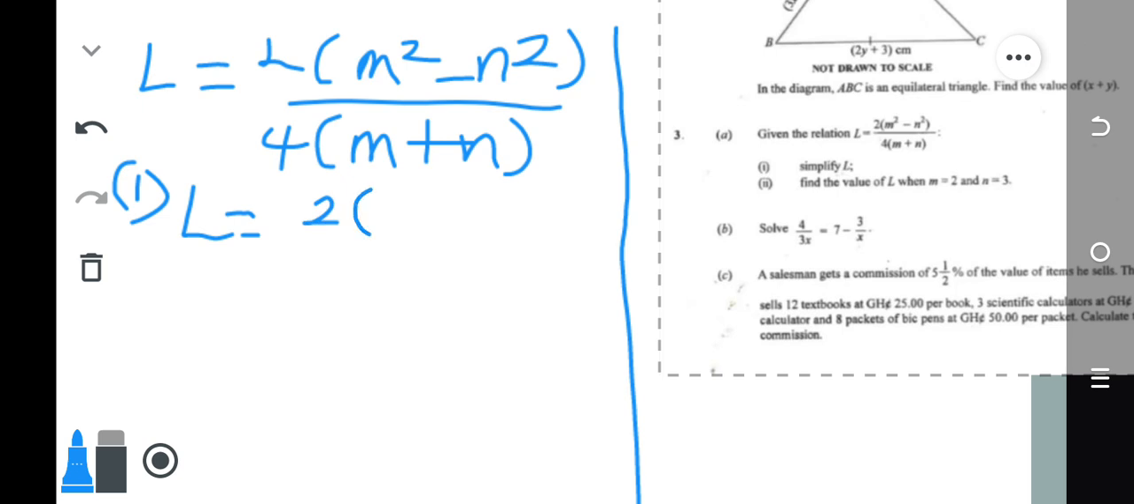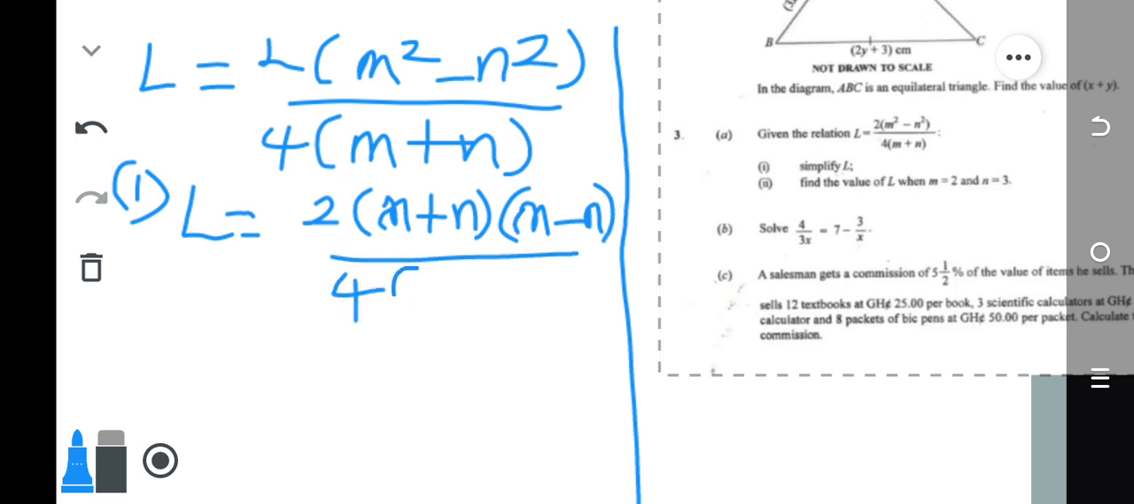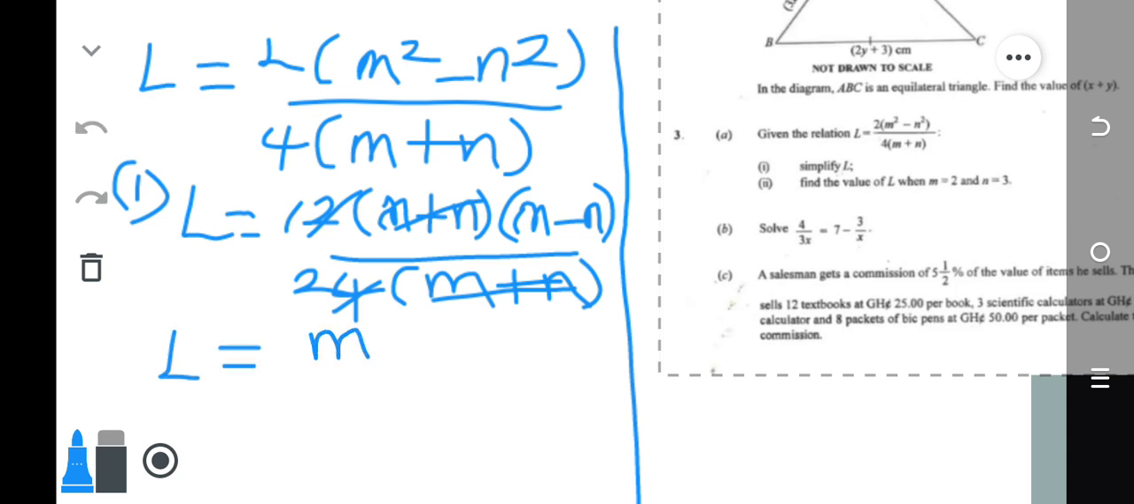2, and you can see that this one is a perfect example of difference of two squares, so we can have (m plus n)(m minus n) all over 4(m plus n). Alright, so we do away with m plus n, then 2 into 2 is 1, and 4 here, so we're going to have L is equal to (m minus n) all over 2.